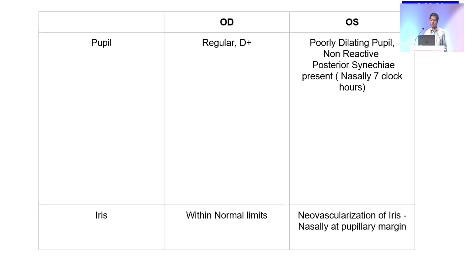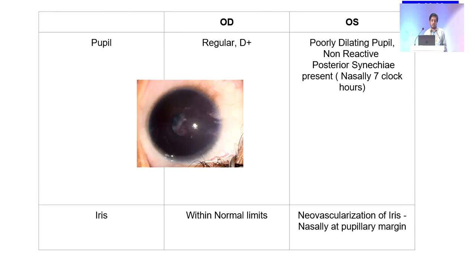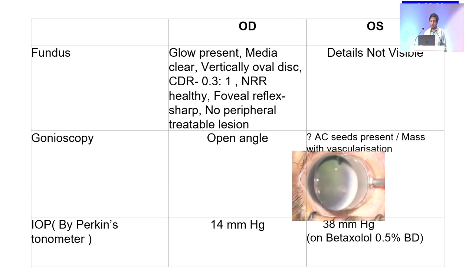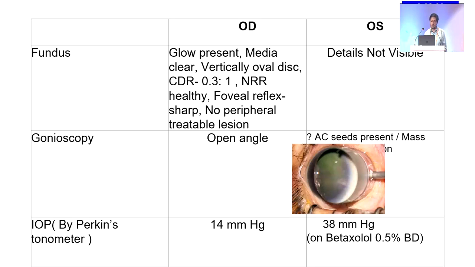On the lens, there was a whitish mass with vascularization over it, which was distorting the iris and involving the anterior chamber. Here is the clinical picture. There was a posterior synechiae, and nasally there was distortion of the iris with iris atrophy. There was also a mass present posterior to the iris, abutting the lens. The pupil was non-reactive, and there was neovascularization of the iris. On fundus examination, the right eye was within normal limits. No details were visible in the left eye. On gonioscopy, we found some whitish lesion near the angle, so it could be an anterior chamber seed, or it could be a mass. We didn't know at that point of time.